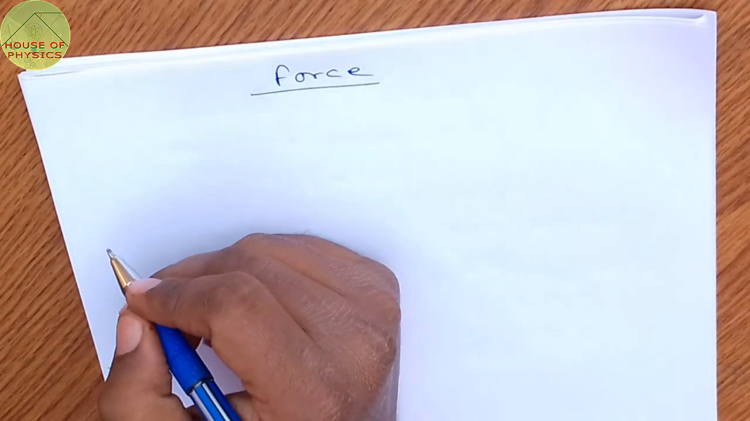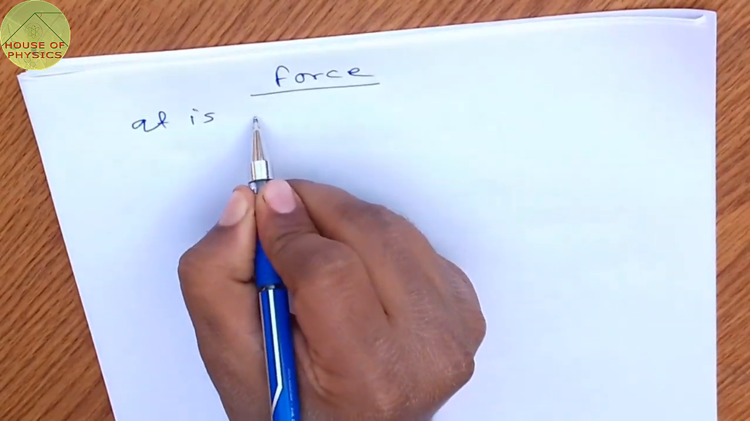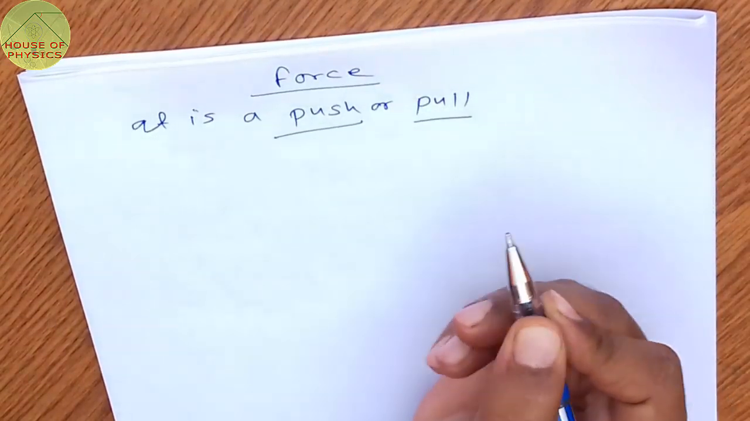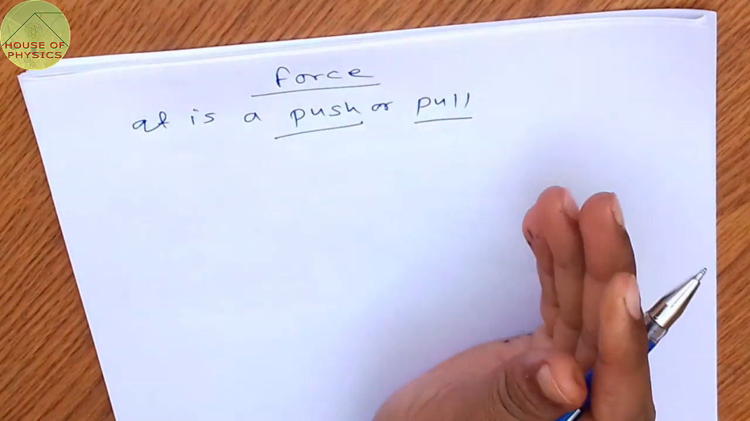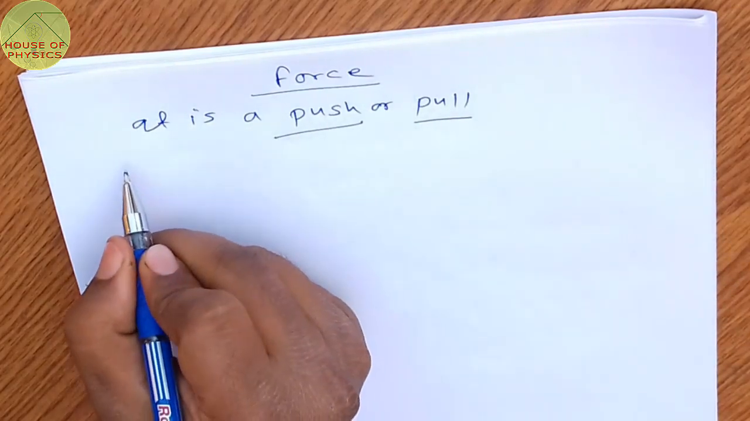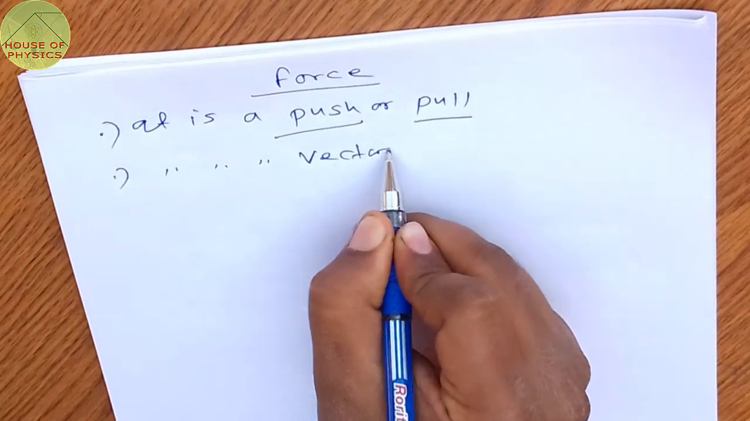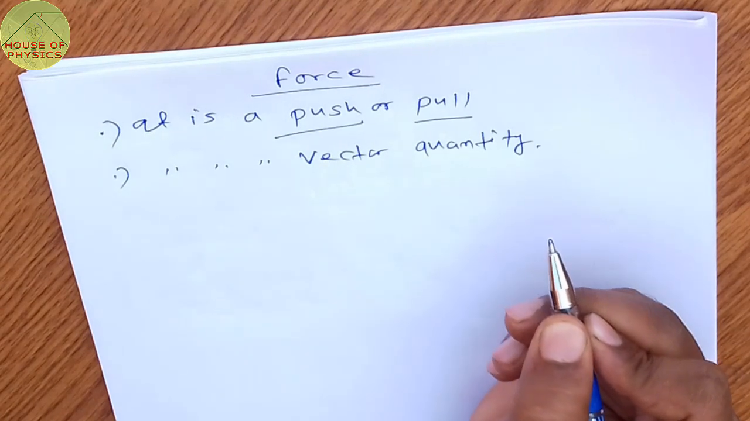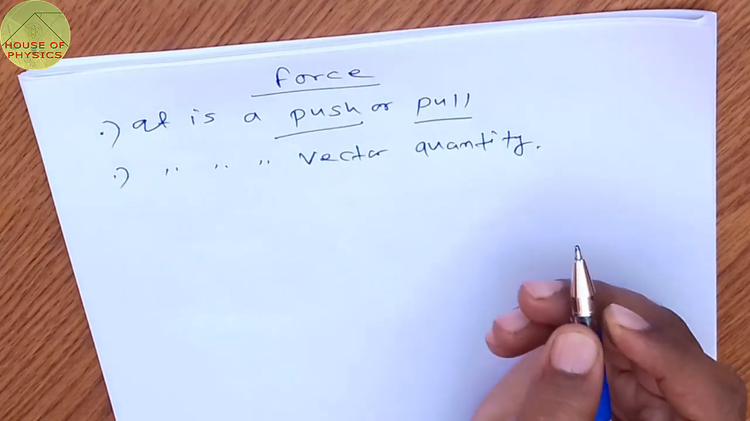So the basic introduction of force, as we know, it is a push or pull. These two terms play a significant role in identifying the various types of forces that exist. As we know, it is a vector quantity. To know about scalar and vector quantities, we have another video. You can go there to learn the types of physical parameters, that is vector and scalar.